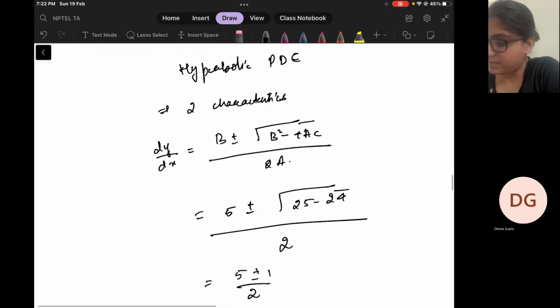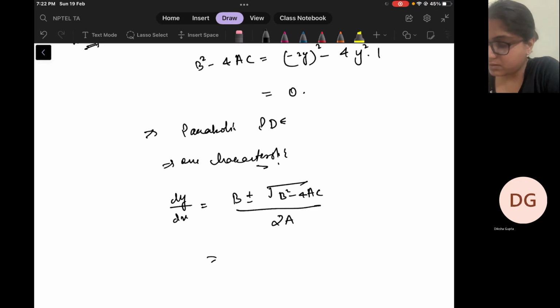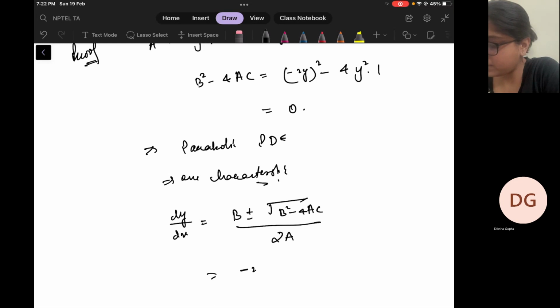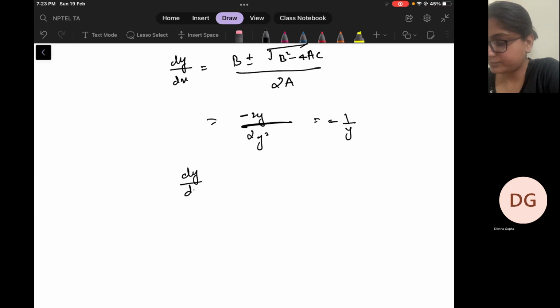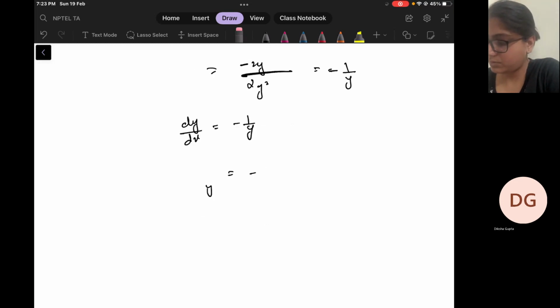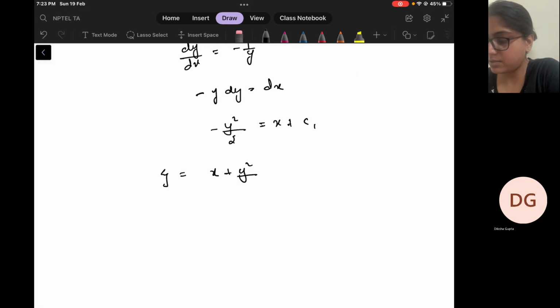Again we'll find characteristics as (b plus minus square root of b² minus 4ac) by 2a. So dy by dx is equal to (minus b plus minus square root of b² minus 4ac) by 2a. So b² minus 4ac is 0, so this will be minus 2y by 2y². So what we have is dy by y is equal to minus dx, we get y²/2 is equal to x plus c1. So we can choose our ε to be x plus y²/2.